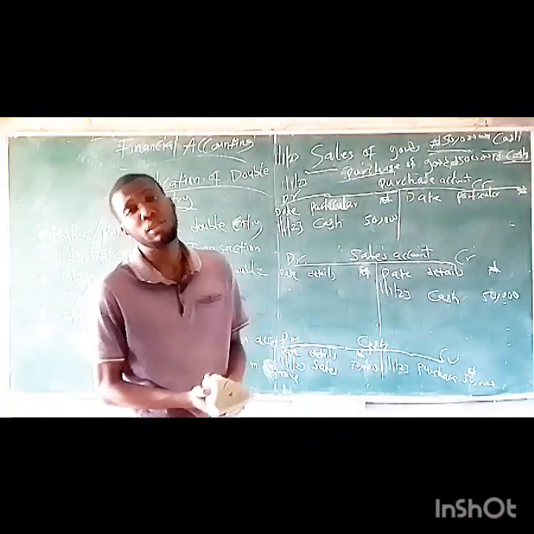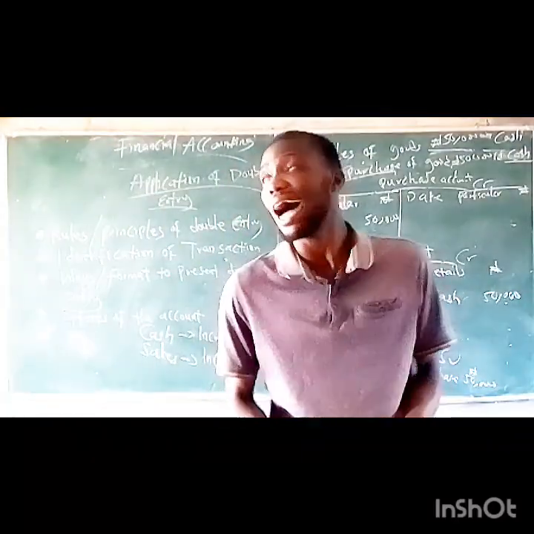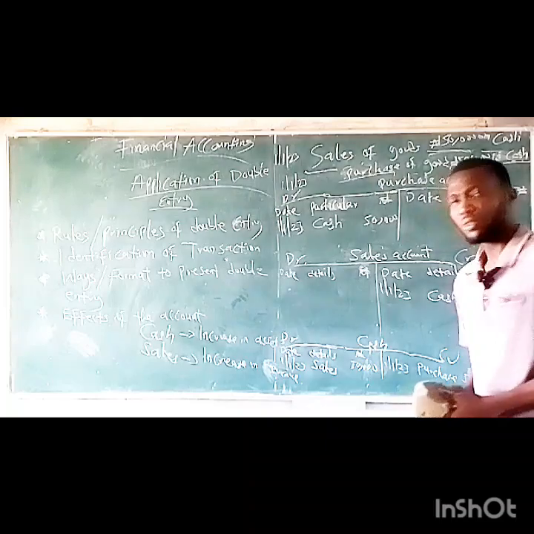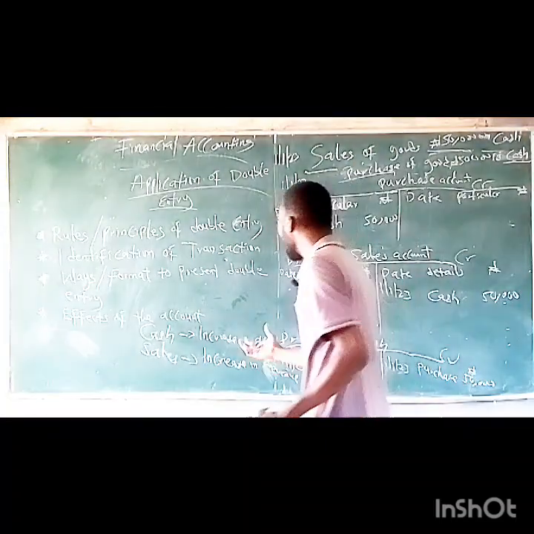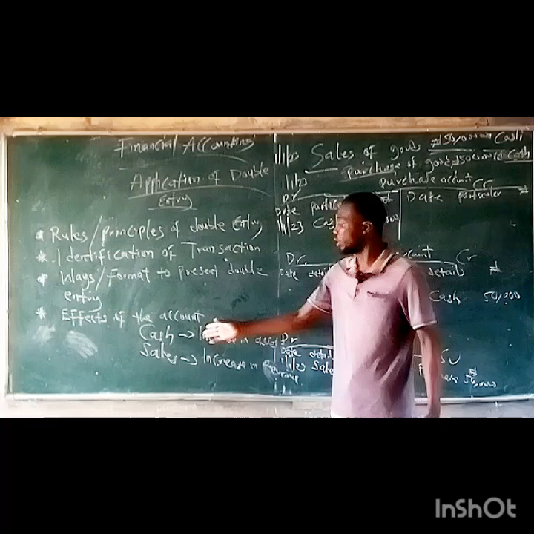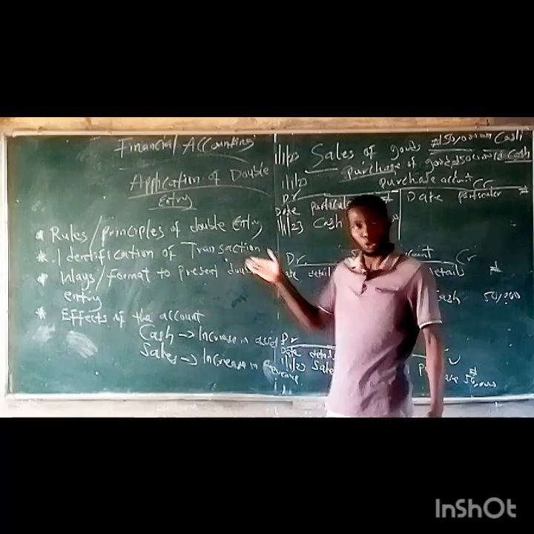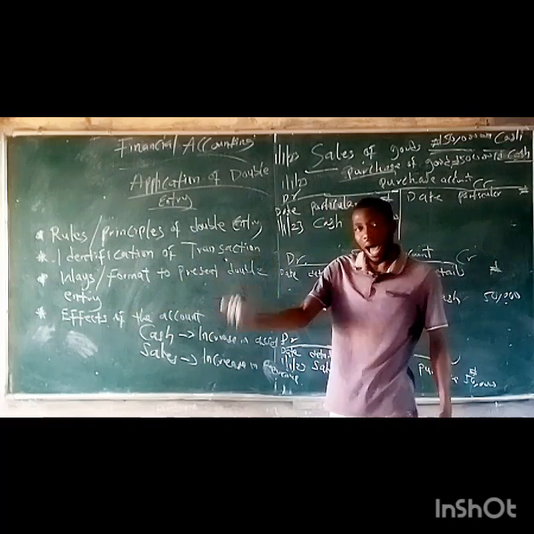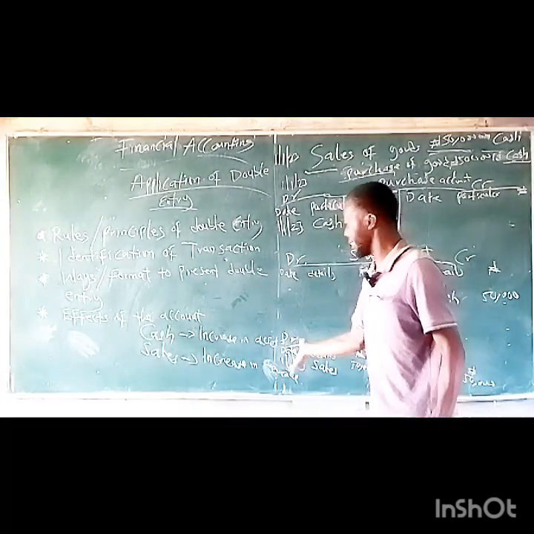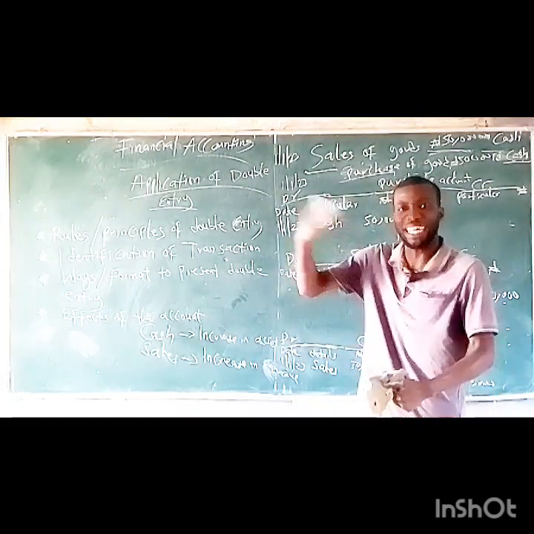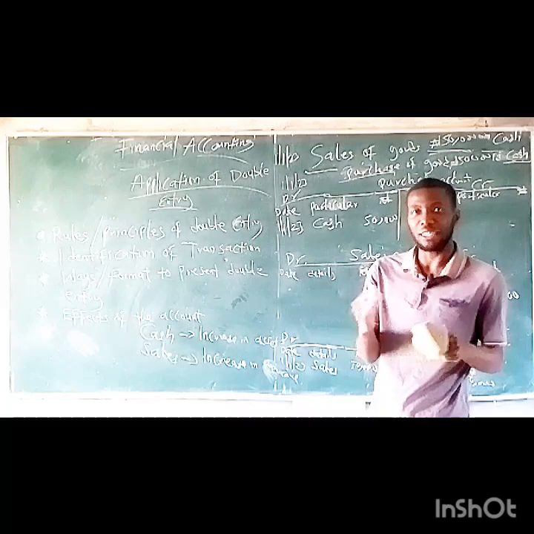Then the next thing we are going to look at is the question, because in most cases JAMB mostly asks on this aspect, which is what should be debited, what should be credited, and they will also ask you which one is increased, which one is decreased, or which one should be increased. That is the effect. So that is that.